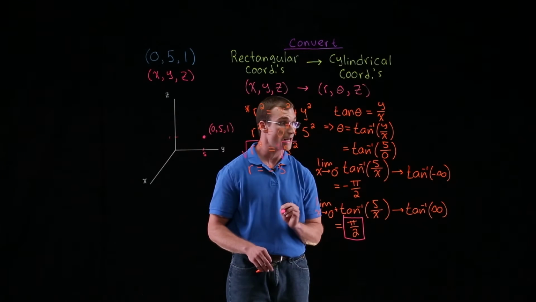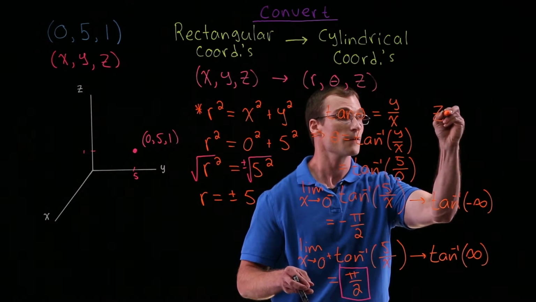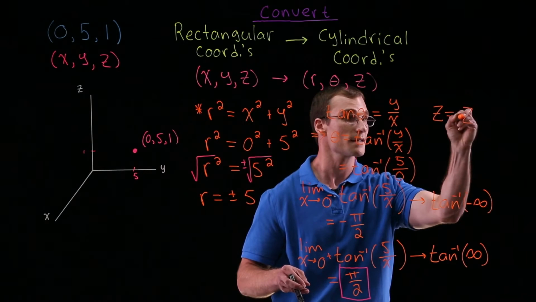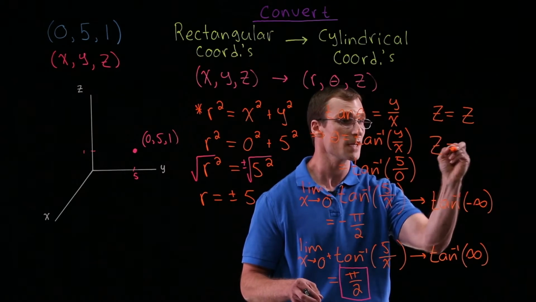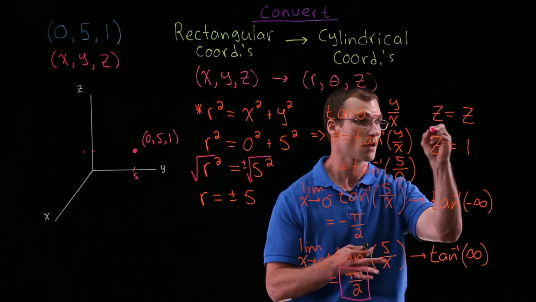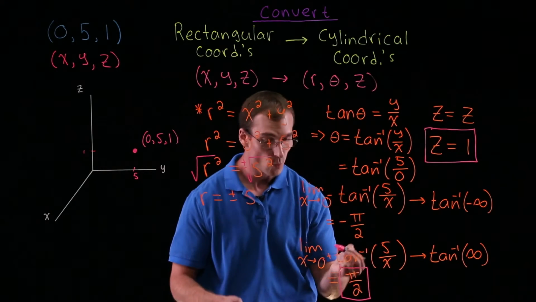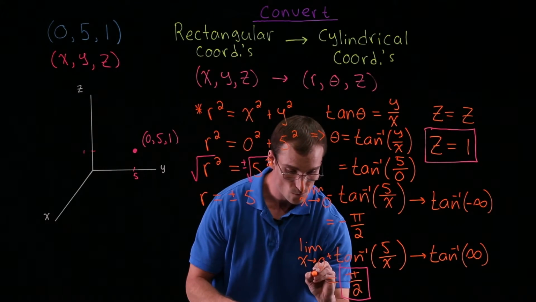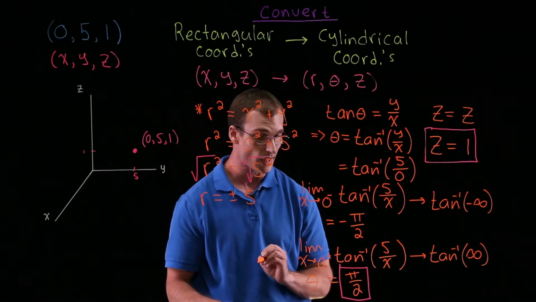Now the last thing that we have to look at is z. And of course, z stays the same. Z is just equal to z. So z is going to be the same thing as it was in our original point, which is equal to 1. Okay, so we have z, we have theta. Let's clarify that down here. So theta is equal to pi over 2.